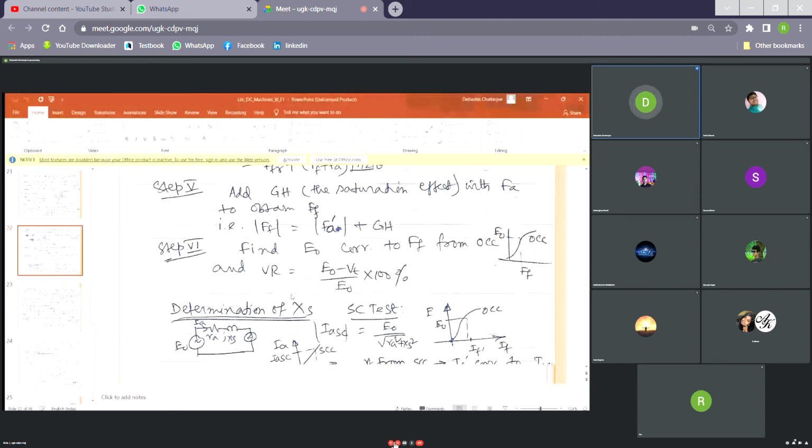XS is the major factor. So XS determination is actually our major concern. Otherwise, to determine armature resistance is very easy.